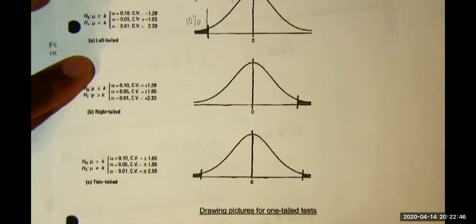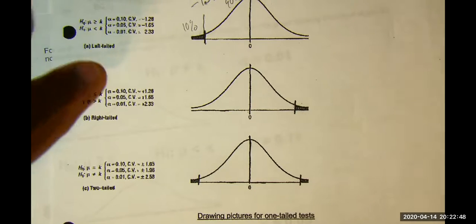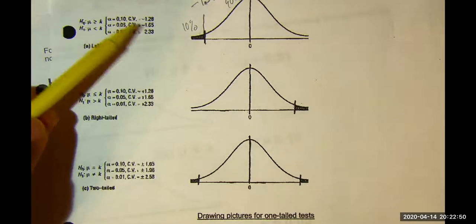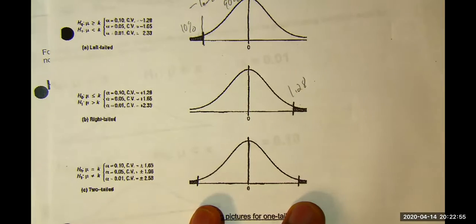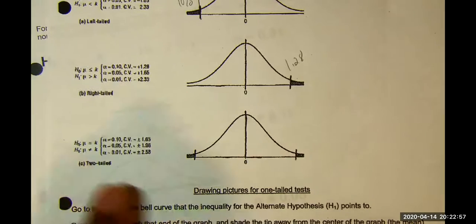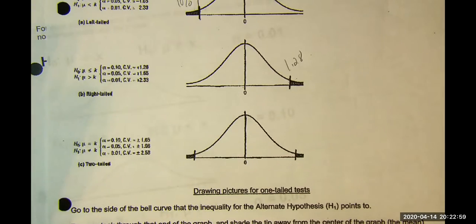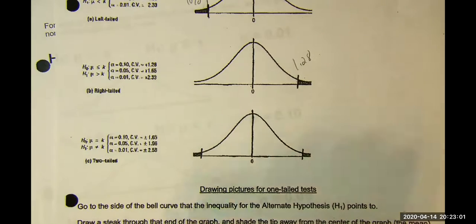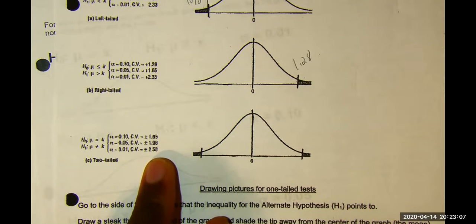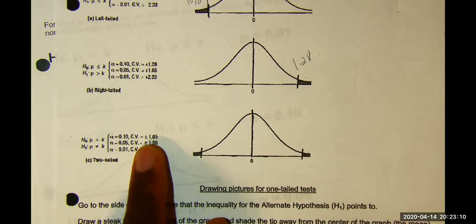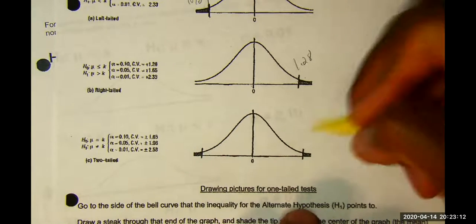Jumping here, right tail test, it's the same thing. If you notice, instead of it being negative 1.28 here, it's positive 1.28 because we're on the right side. And then down here, two-tail test, if you notice 10%, let's look at this number. We know 10% won't necessarily be what we need. That is actually plus or minus 1.645.